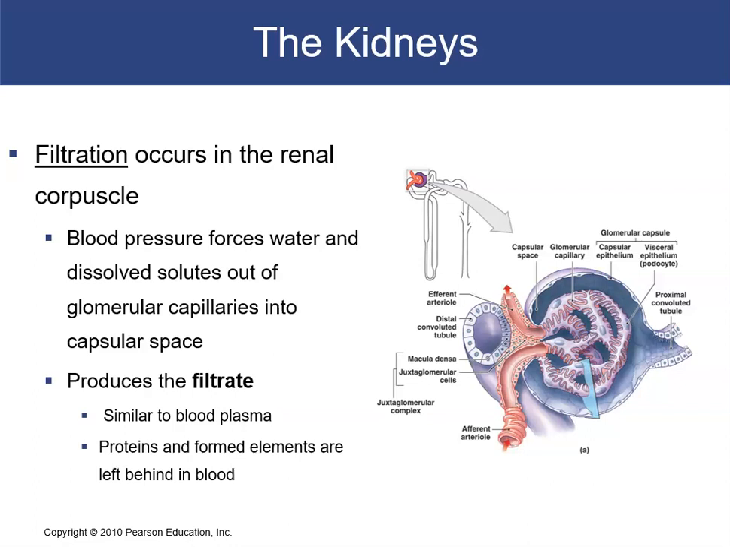Filtration is the first step in urine formation, and it occurs only here in the renal corpuscle. The driving force for filtration is blood pressure. Blood pressure will force water and everything dissolved in that water out of these glomerular capillaries and ultimately into the capsular space. This process produces a material known as filtrate. Whatever collects here in this space is known as filtrate. Filtrate has a composition similar to blood plasma, with the exception of proteins and formed elements. They will be left behind in the blood.